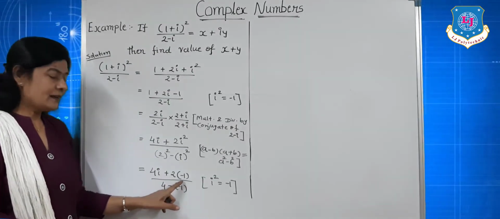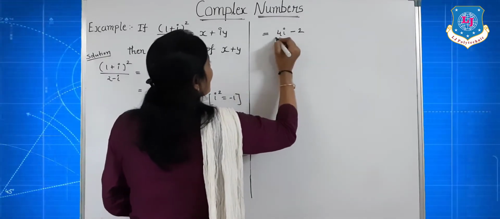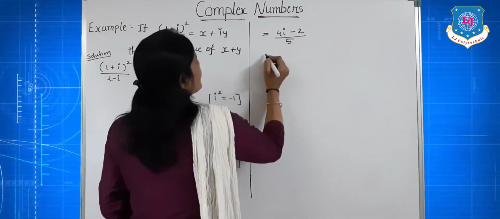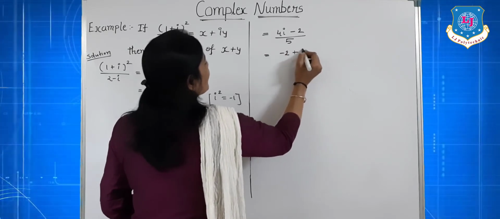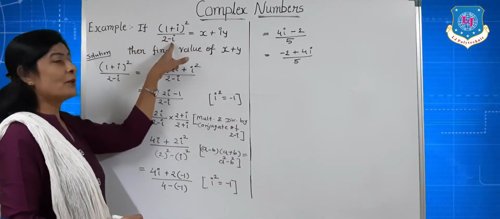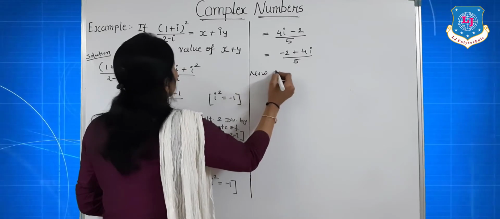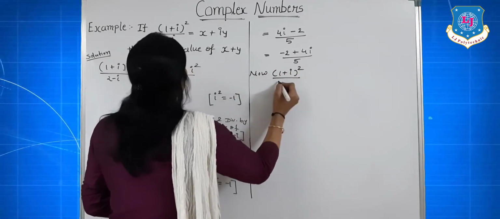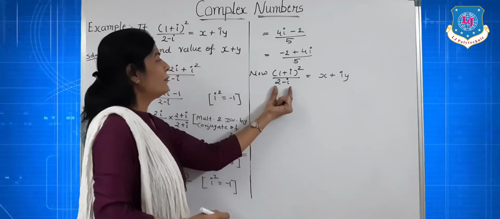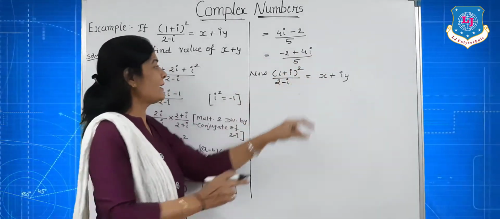Now 4i minus 2, upon 4 minus (−1), so 4 + 1 is 5, which is equal to (−2 + 4i) / 5, right? Now (1 + i)² / (2 − i) is equal to x + iy is given. (1 + i)² / (2 − i) is equal to x + iy. Now (1 + i)² / (2 − i) is equal to (−2 + 4i) / 5.